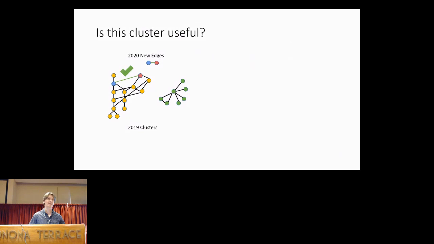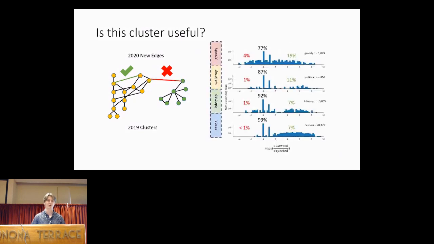And so that's a good match. But then in the case that something like the second example occurs, where the future edge is split between two clusters, that's a miss, a non-useful piece of information. So we generate a list of all of these future edges and use it to score all of our 2019 clusters. And this is the result we get.